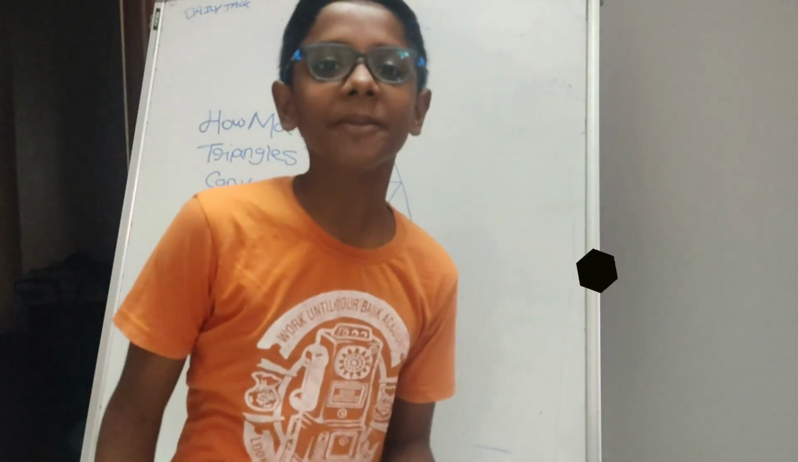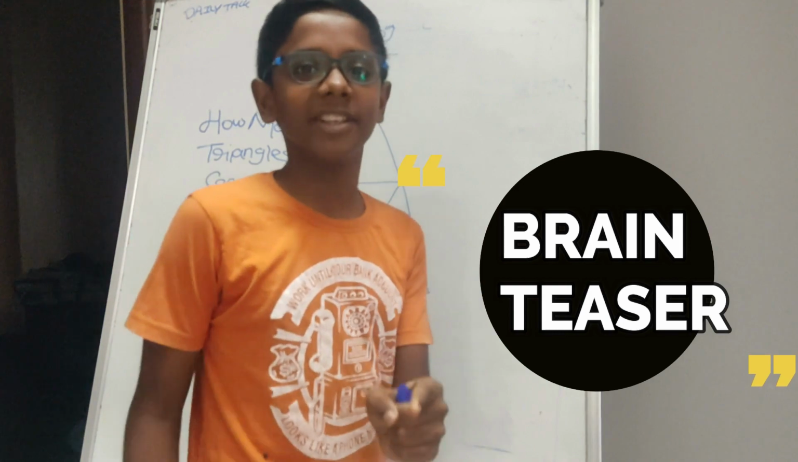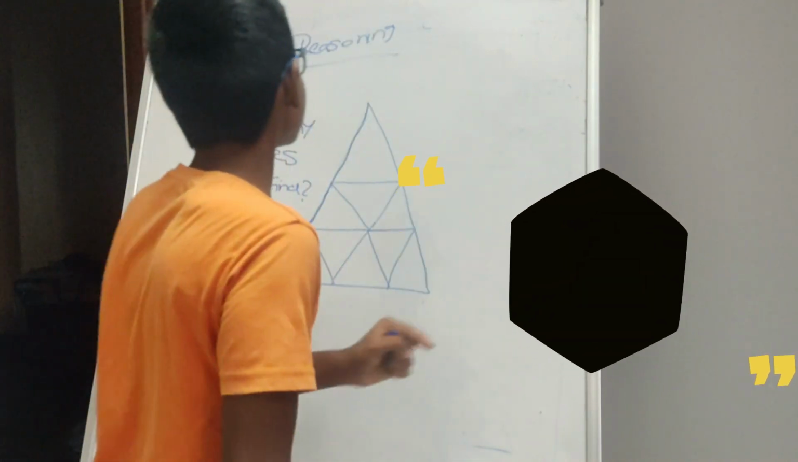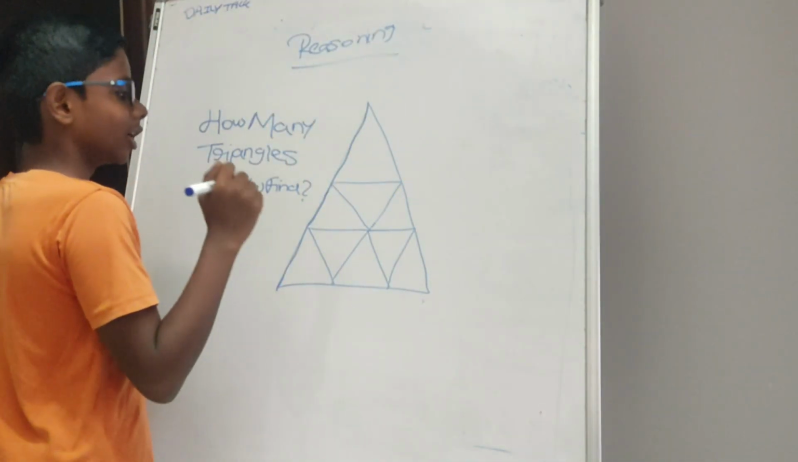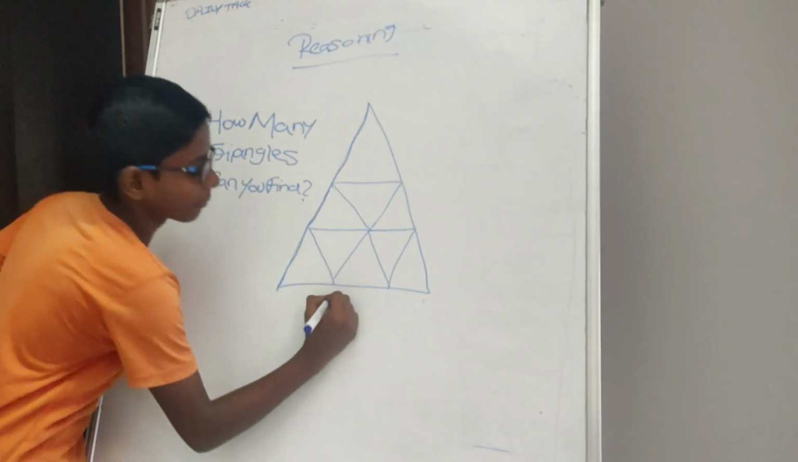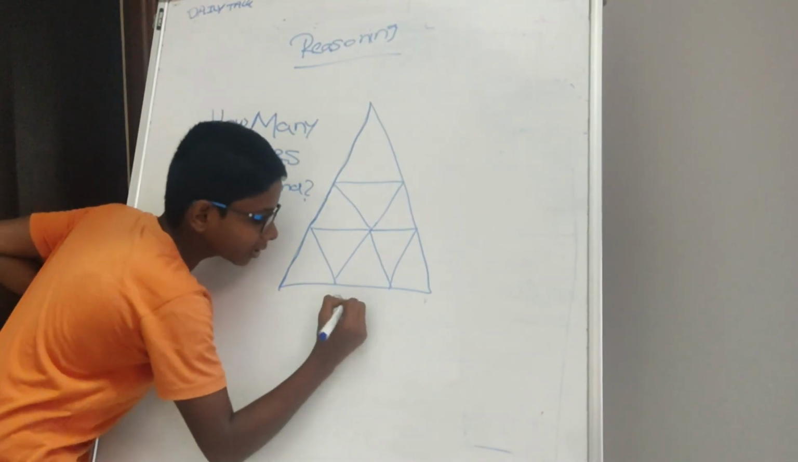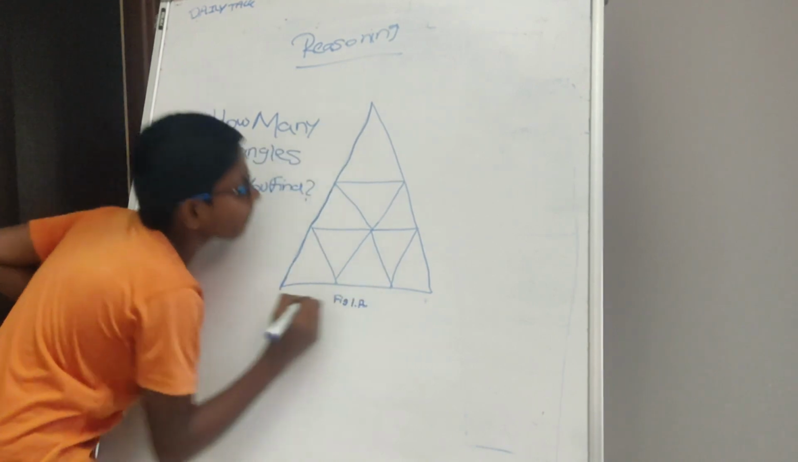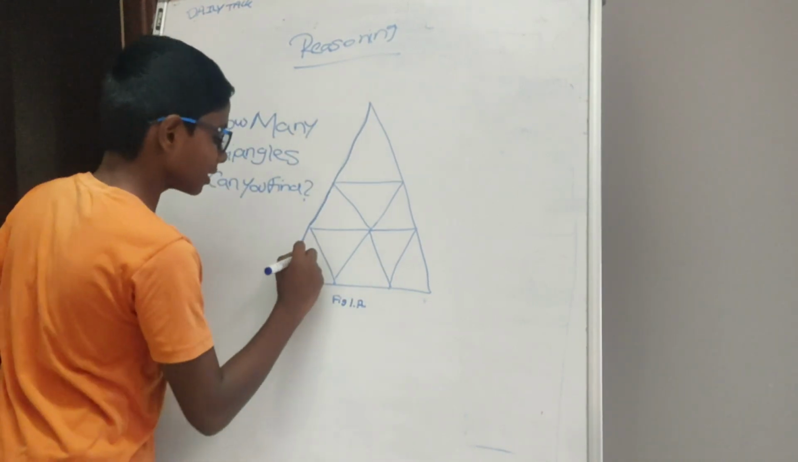All, in this video we are going to be looking at a brain teasing activity, and that's going to be logical reasoning. This question is basically about how many triangles you can find in this figure. So let's name this figure 1.8. How many triangles can you find?